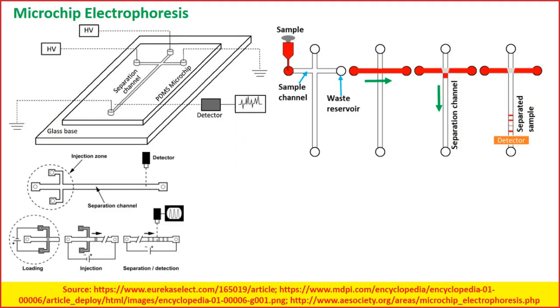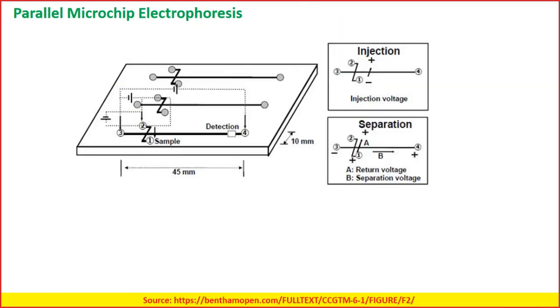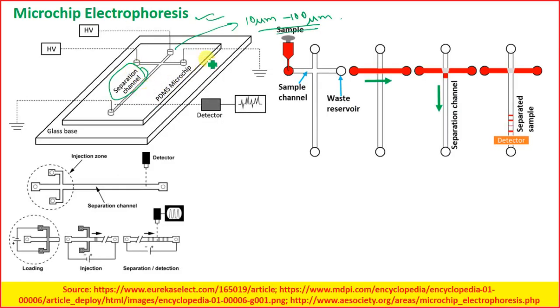Now the last topic is microchip electrophoresis. In microchip electrophoresis, you have microchannels. The diameter of these microchannels is basically in the range of 10 micrometers to 100 micrometers. This is called the separation channel, and this channel is called the sample channel. Okay, separation channel and sample channel.